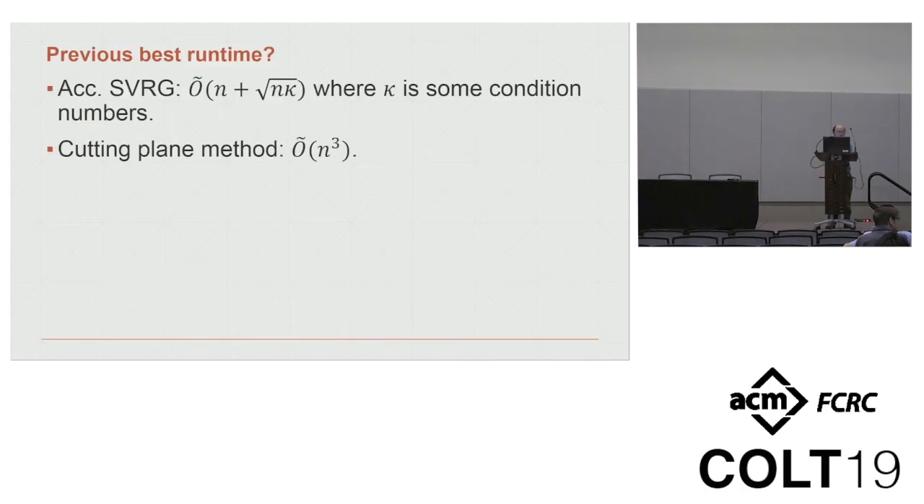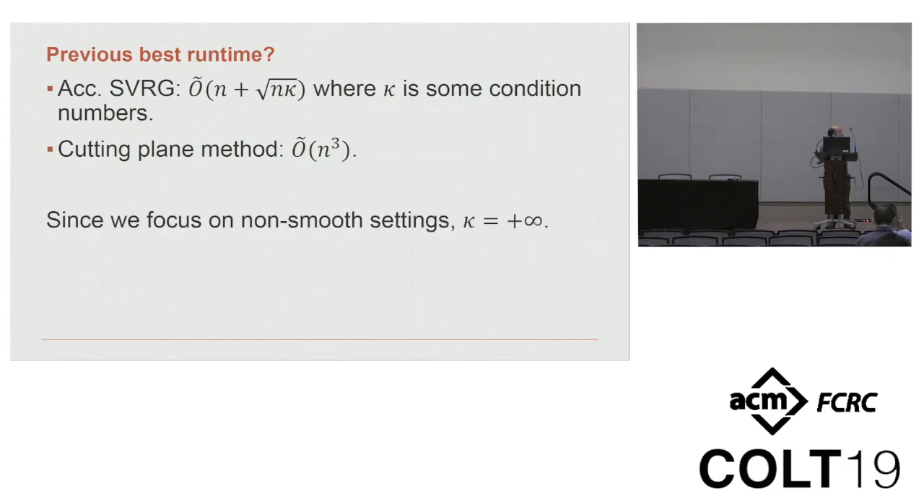So currently the fastest running time has two types. One type will depend on some condition number of the form. For example, if you assume the function is smooth and strongly convex, then you can have a very good running time. The running time is n plus some smaller order term. But if the function is not smooth, then kappa can be infinity. And if the function is not smooth, then the best result is the cutting plane method. The running time is n cubed. And in this talk, we focus on the kappa equals infinity case.